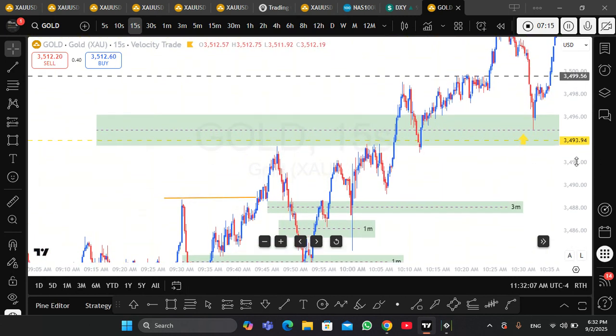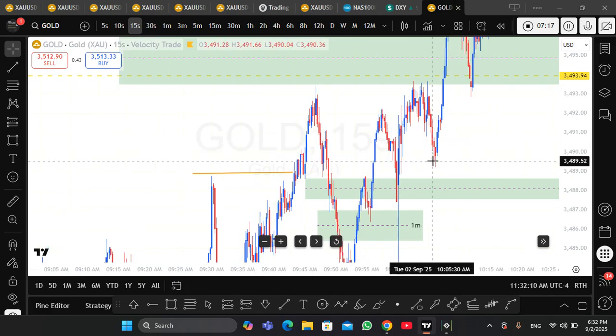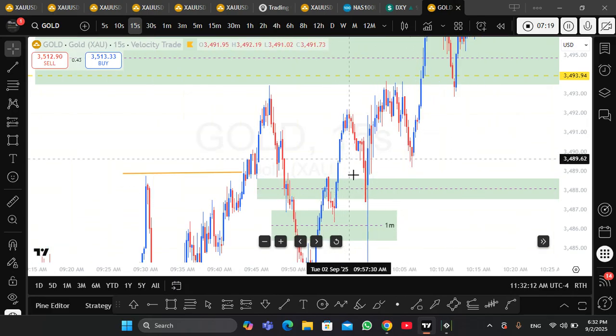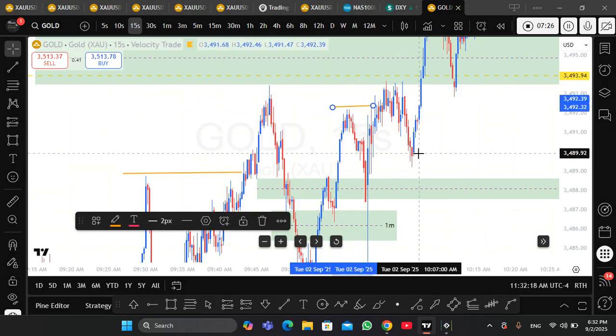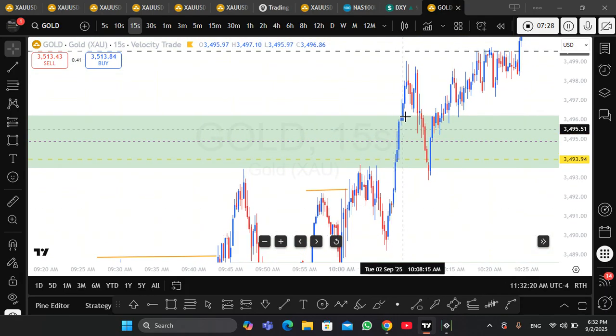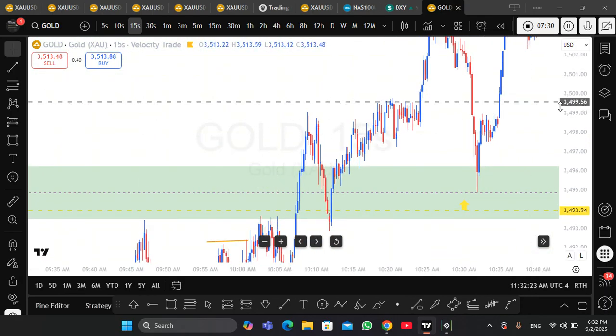I also bought in this area. You can see how the market moves. This is market structure. This is the market structure. The market returned, I bought again, then moving upward. Our target is 3,500.